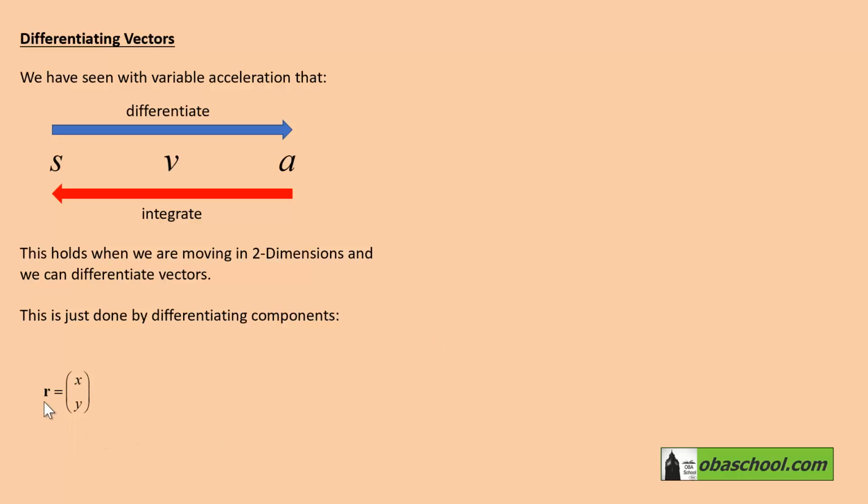So if r is equal to (x, y), remember that we normally replace displacement as s with r once we move into 2 dimensions. So r is equal to (x, y), and let's suppose that our x and y here are both functions of t. Then, to get velocity, we just differentiate the vector, which means differentiating the i component and differentiating the j component. And then to get the acceleration, we just differentiate again.